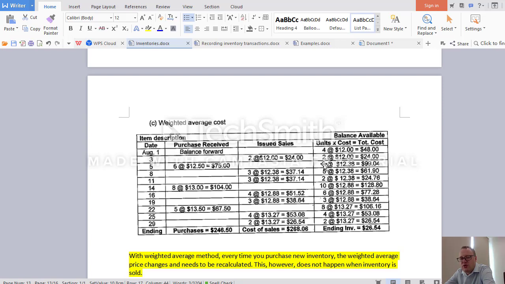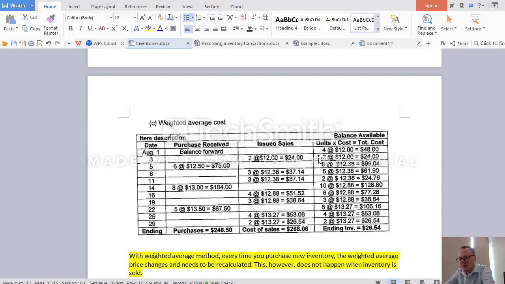2 divided by 8 times 12 plus 6 divided by 8 times 12.5. It will give you 12.38. In other words, 2 divided by 8 is the weight of the old batch of inventories, and 6 divided by 8 is the weight of the new batch of inventories.